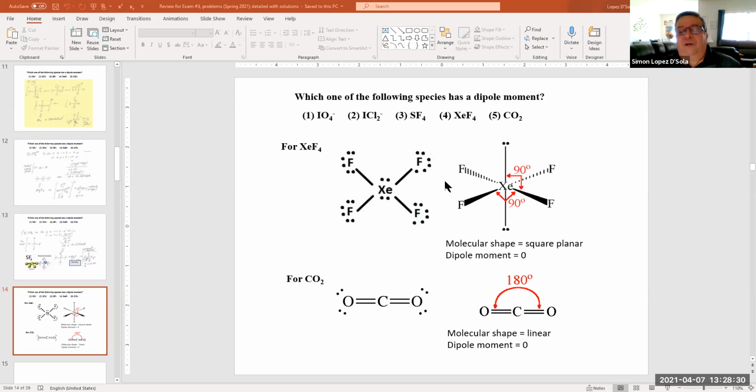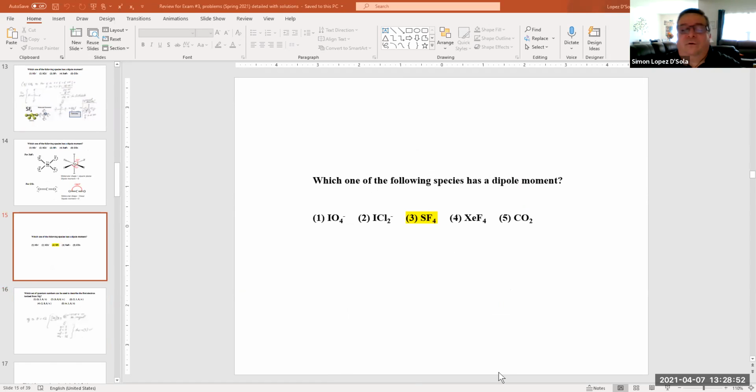And finally, for carbon dioxide, after you draw the Lewis structure, you will see that it's CO2 with 2 double bonds. The angles are 180. The molecular shape is linear, and because you have 2 polarization vectors, one going to the right and one going to the left with the same magnitude, they cancel each other, and the dipole moment is 0. So as a conclusion, the correct answer in this case is 3, sulfur tetrafluoride. Be careful about the shape, the electronic arrangement, and the polarization vectors to determine when it has a dipole moment and when it does not.